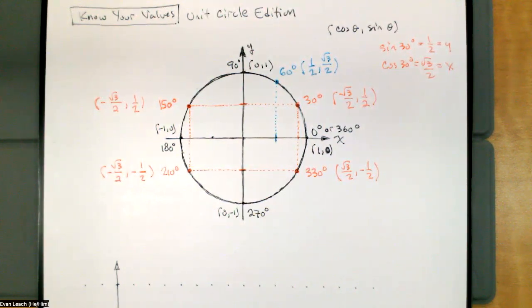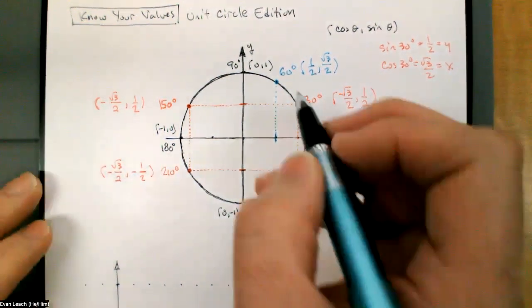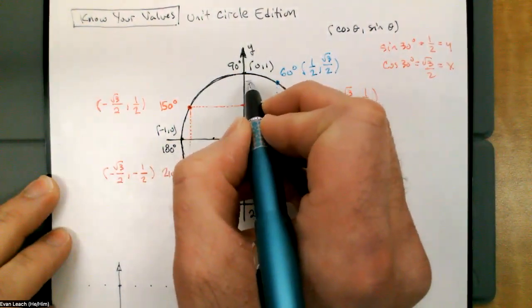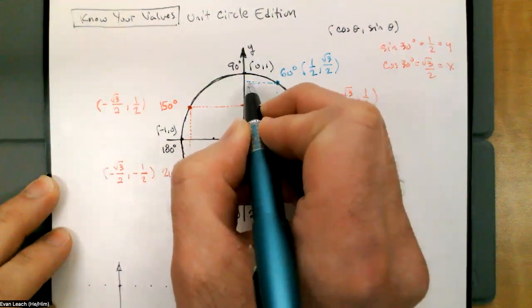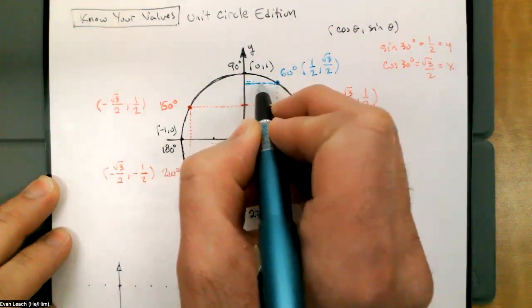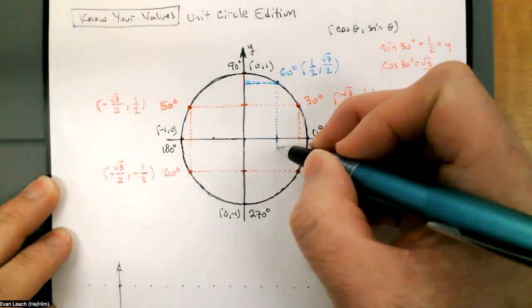I was able to locate this 60 nice and clean because it was easy to find half on the x. So for the half on the y, √3/2, that's hard to find. It's a mess to say, where's √3/2 over on the y coordinate? Forget that, we'll find 1/2 on the x.